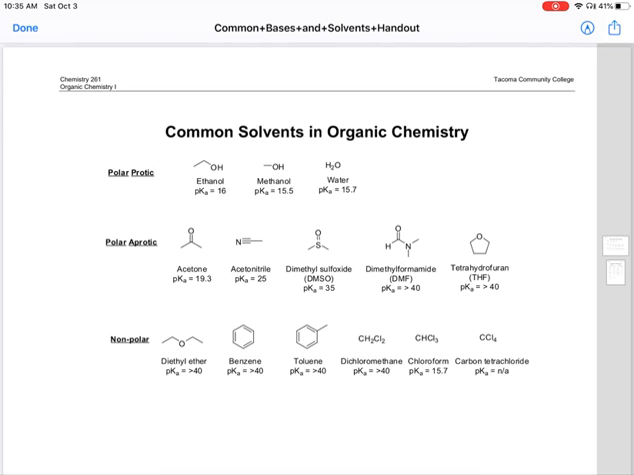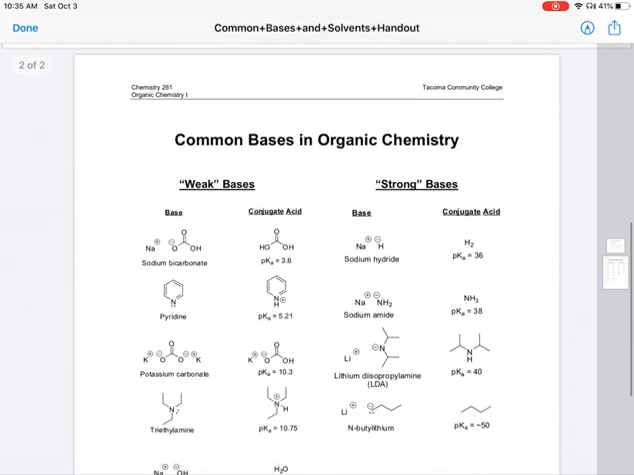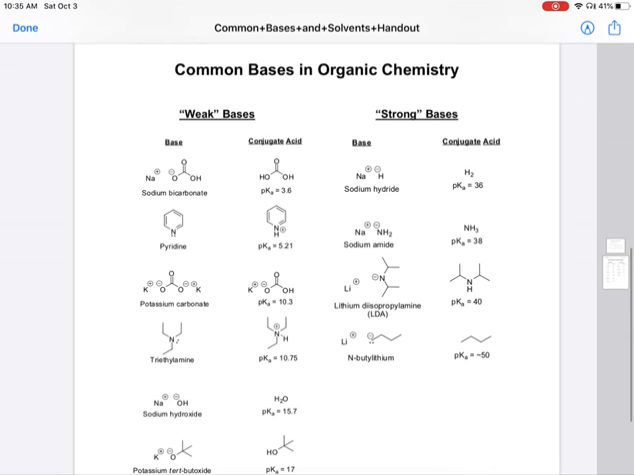So later on we'll talk more about polar protic versus polar aprotic solvents. But for now, just focus on the pKa values. So the pKa values are all listed underneath. So this can help you pick out an appropriate base and solvent. But additionally, the second page has some common bases that we use in organic chemistry. So on the left-hand side, we have weak bases and their conjugate acids.